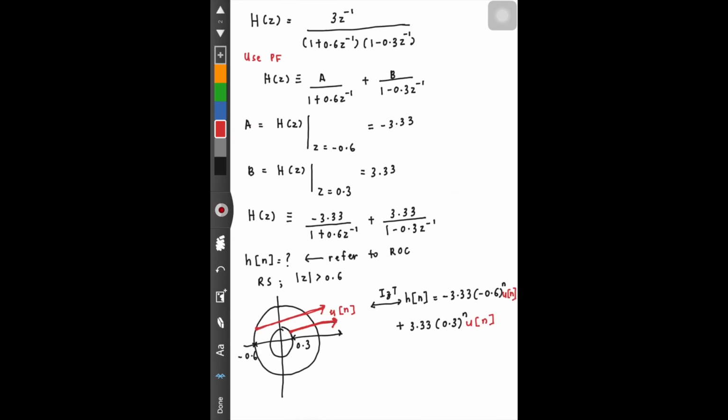Now, from the question, you need to specify the stability and causality of each impulse response. For right-sided, it is causal because it is a right-sided region, and it is stable because the region includes the unit circle.